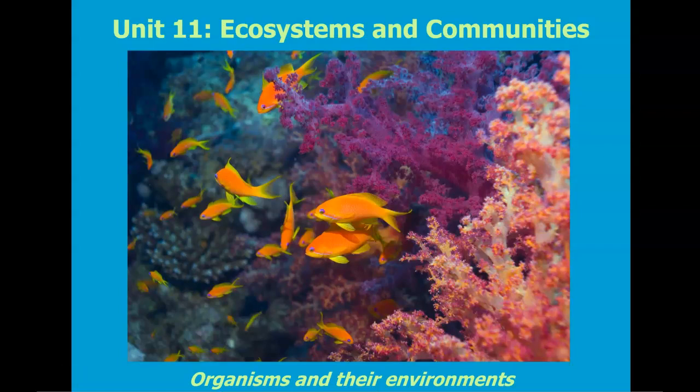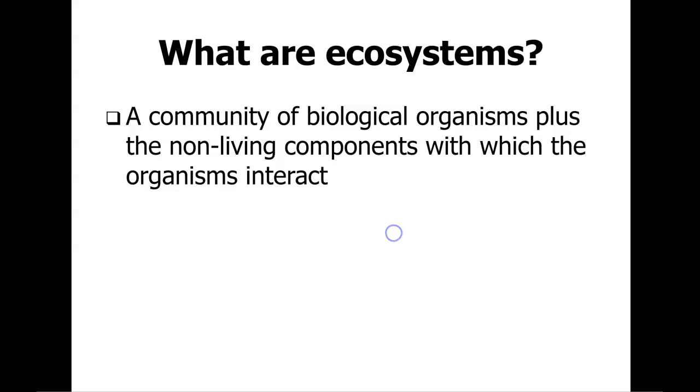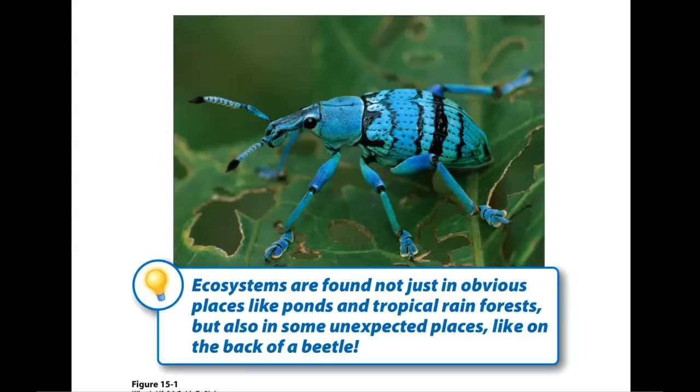Today for Bio 102, we are going to start Unit 11 on ecosystems and communities. So what are ecosystems? They're going to be a community of biological organisms plus the non-living components with which those organisms are going to interact. It's going to consist of two essential elements. They're not found just in obvious places like ponds and tropical rainforests, but also in some unexpected places, like the back of a beetle, which would have an ecosystem.